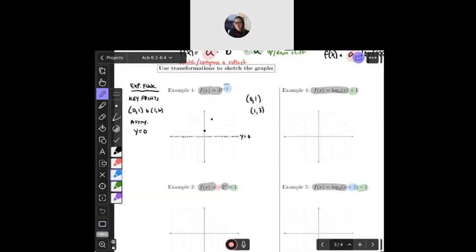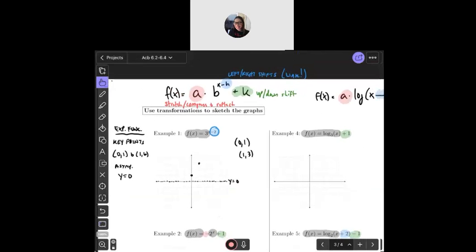What is this doing to our function? Right 2, right, Ruth? So what we're going to do is take those points and we're going to shift them right 2. There's our real point. There's our real point.